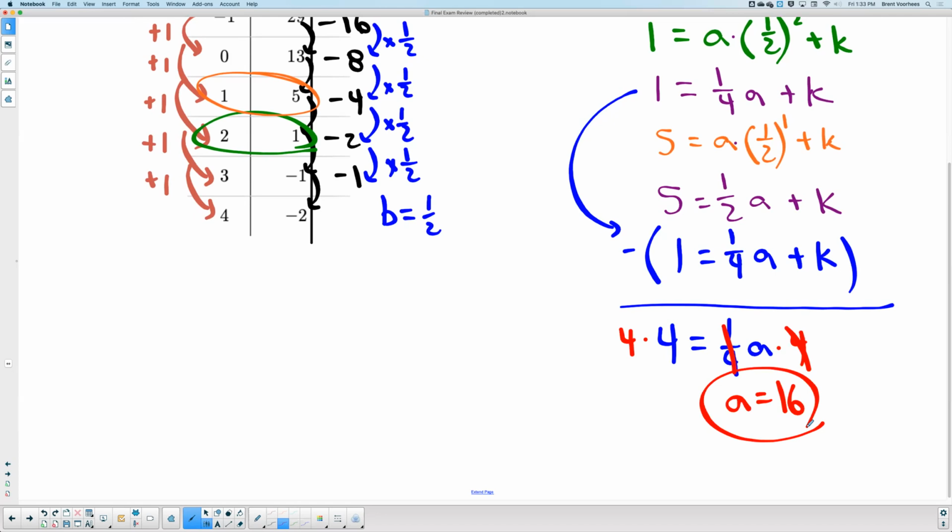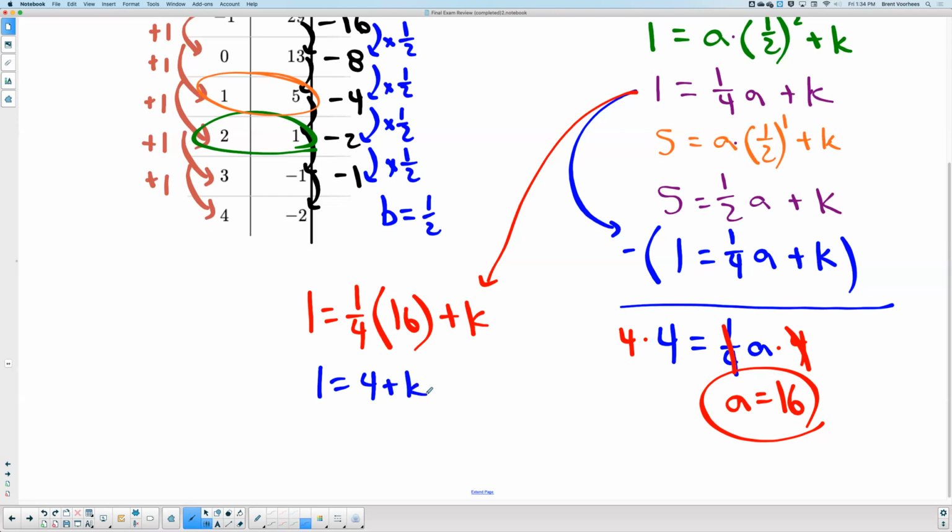So how could we solve the problem now? Plug it in. Do you want to use the first purple or the second? First. So we'll take that now. I'll plug it in right here. So 1 equals 1/4. Instead of A, we're going to place 16 plus K. What is 1/4 times 16? 4. Very good. So 1 equals 4 plus K. How do we solve that? Subtract 4, and we'll have our answer here. -3 equals K.